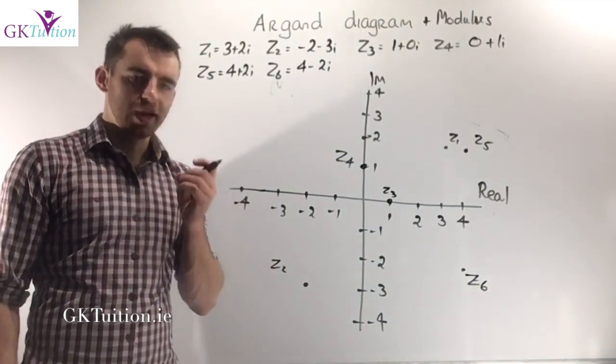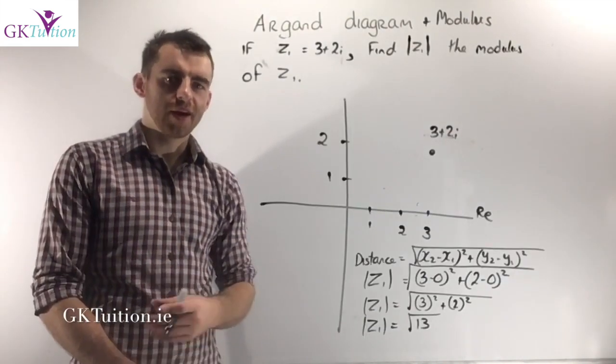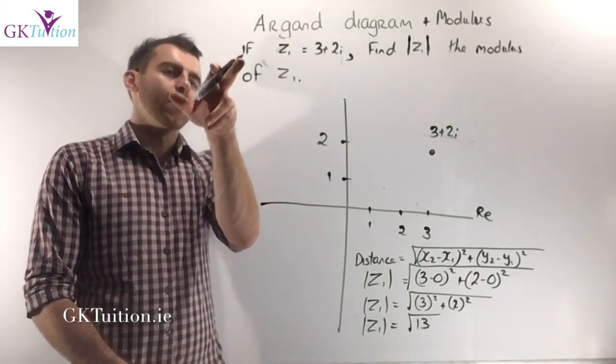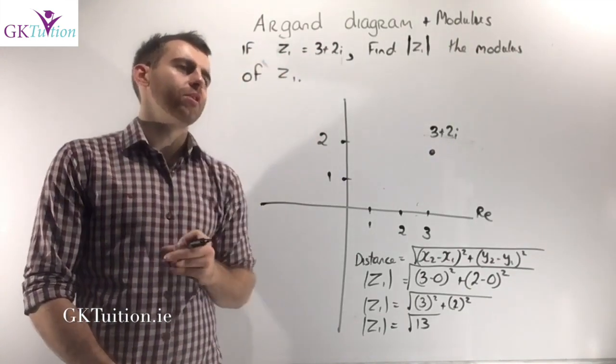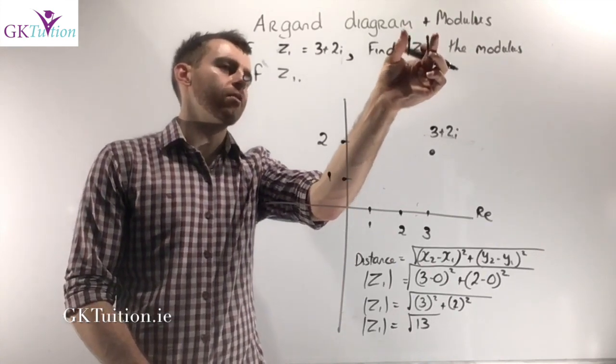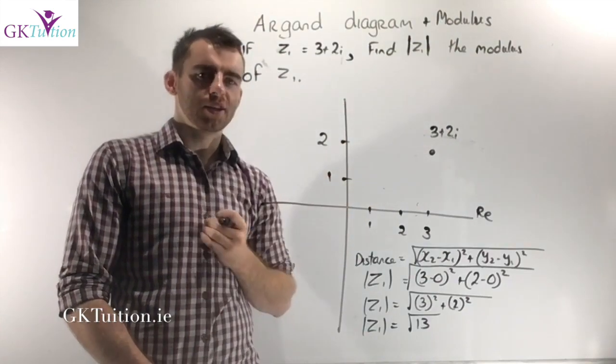Now we need to talk about getting the modulus of a complex number. Okay, now that we have a grasp of the Argand grid, we can talk about the modulus. Supposing I gave you a question that said if Z1 is 3 plus 2i, find the modulus of Z1. So these are vertical lines on either side of Z1. These are known as modulus lines.